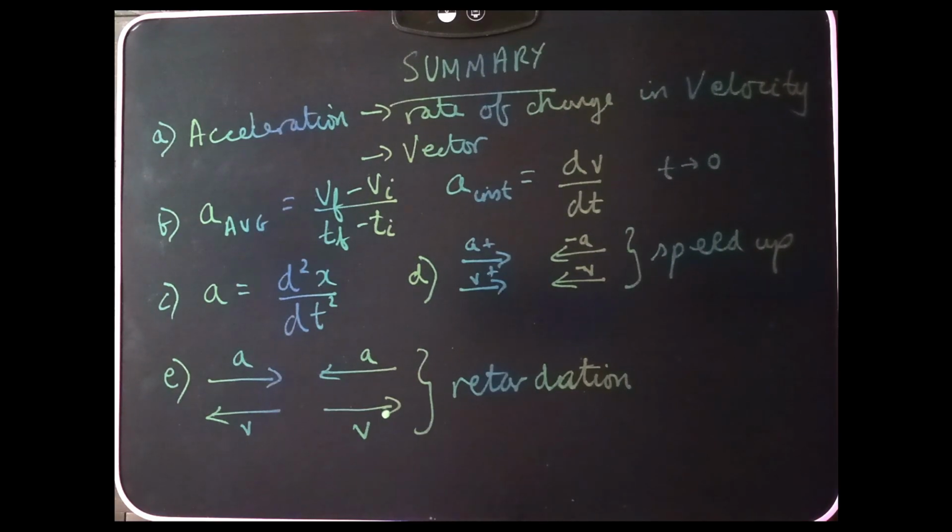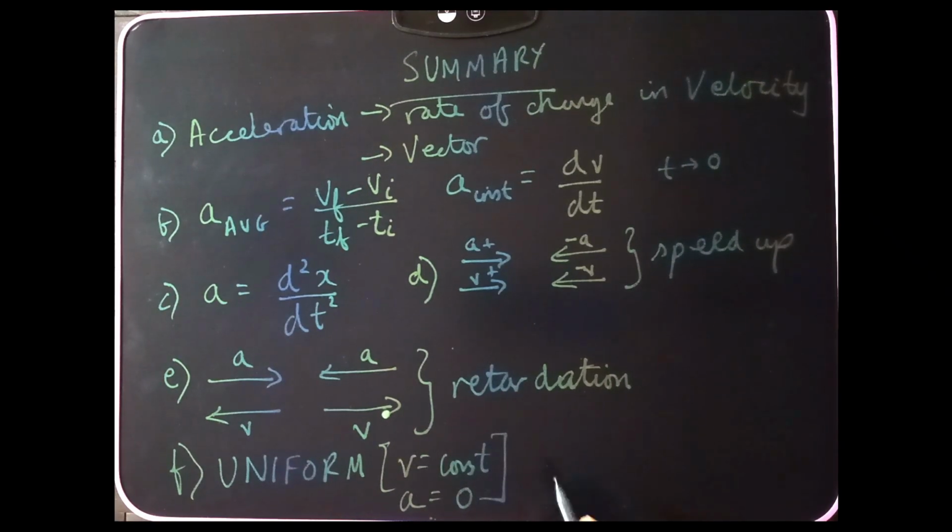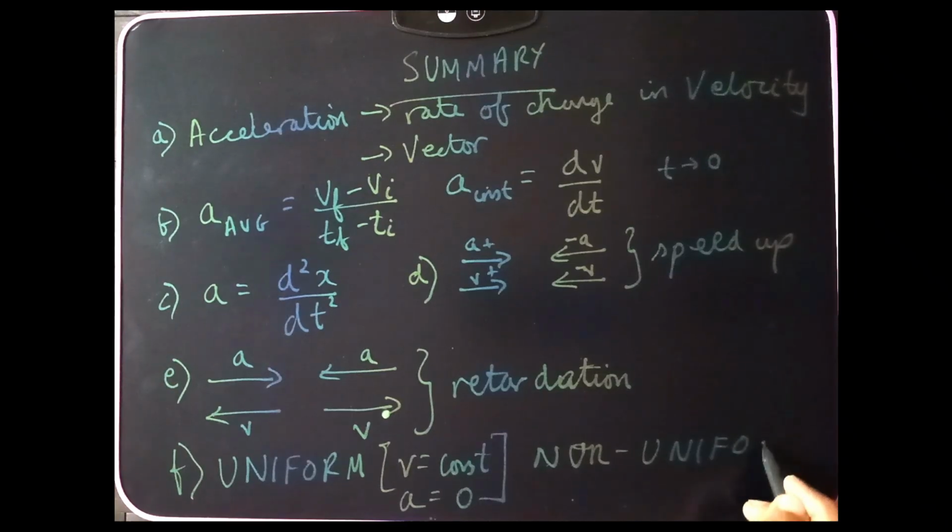And then we studied uniform motion, when velocity is constant. At that time acceleration is 0, provided there is no change in direction as well. And in non-uniform motion, velocity is not constant. Hence, we can say that acceleration is also not 0. So these are all the aspects which we have learned as part of acceleration.